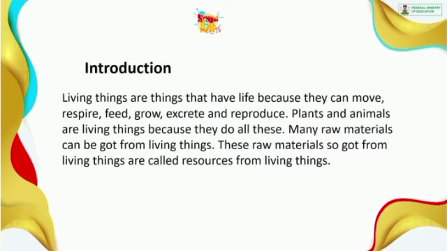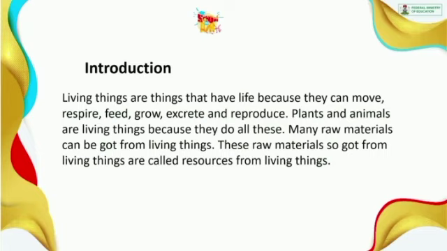So, first of all, what are living things? Living things are things that have life because they can move, respire, feed, grow, excrete, and reproduce. So when we say living things, plants and animals are living things because they can do all this. So plants and animals can move, respire, feed, grow, excrete, and reproduce. So what do we mean by movement, respiration, feeding, growth, excretion, and reproduction?